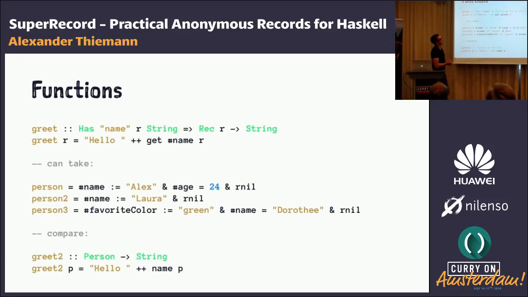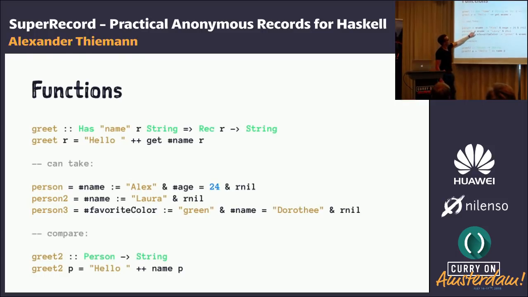So we can say, well, in this greet function, I'm looking for a record, and all I care about is that this record has the field called name, and that has the type string. And then I can go ahead and implement this function. And now basically any of these three records I write here will work and type check with this function, right?